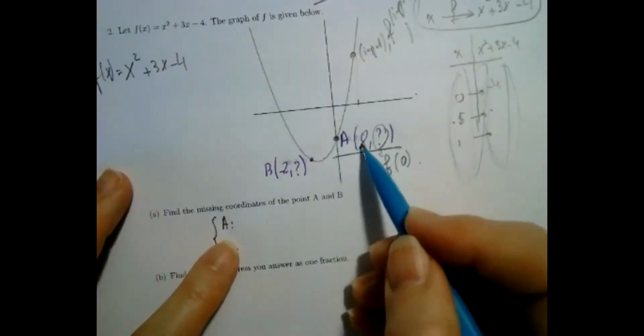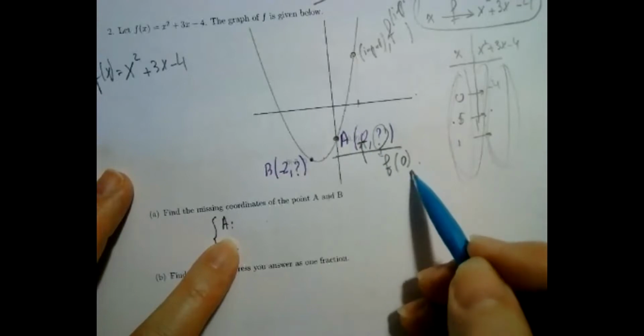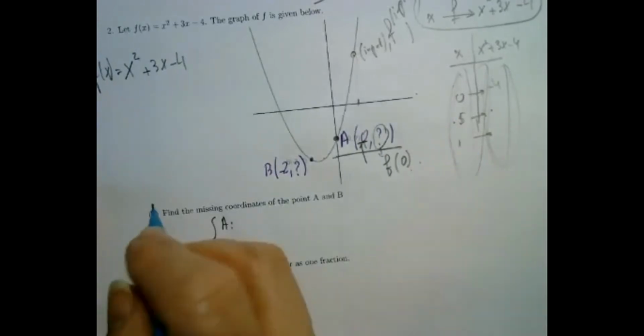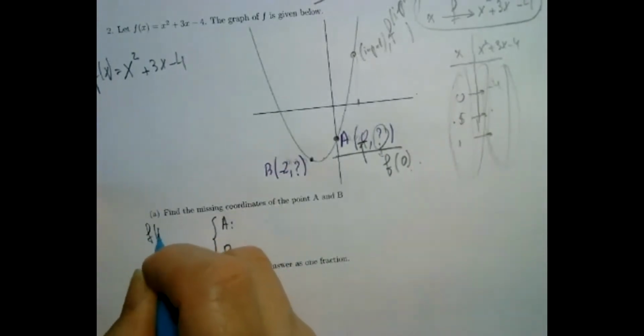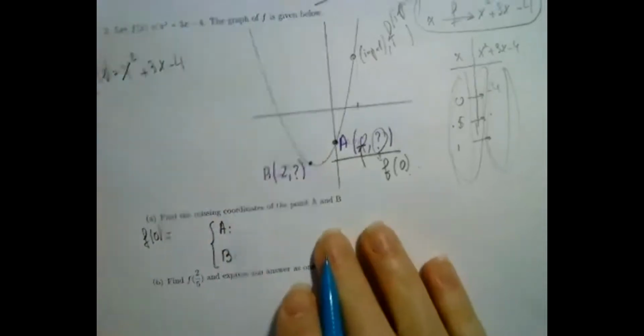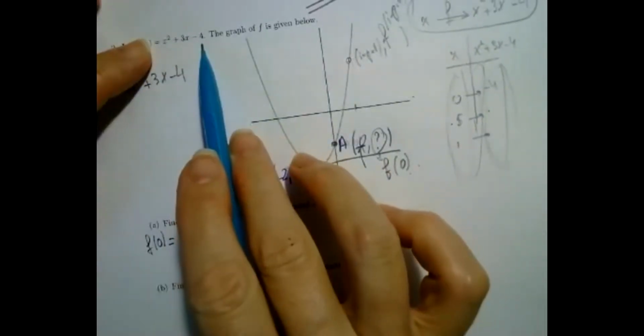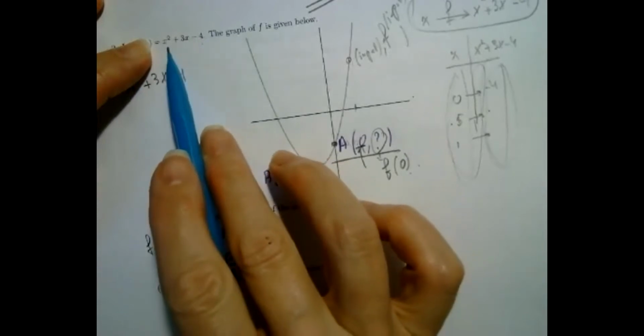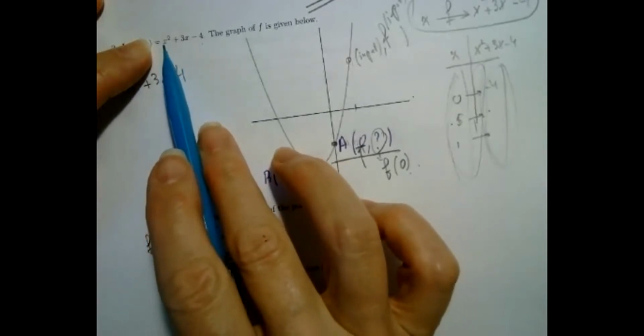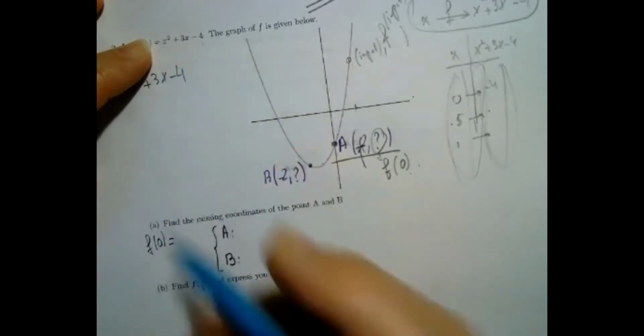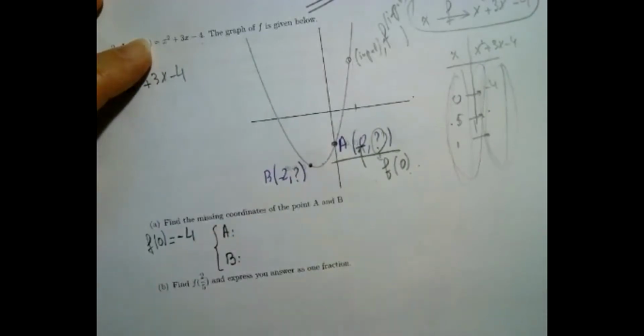This is a point on the graph. So if the first coordinate is 0, the second has to be f of 0. So here I find, what is f of 0? I plug in 0 into my function. I put 0 for input. 0 plus 0 minus 4. F of 0 is -4.